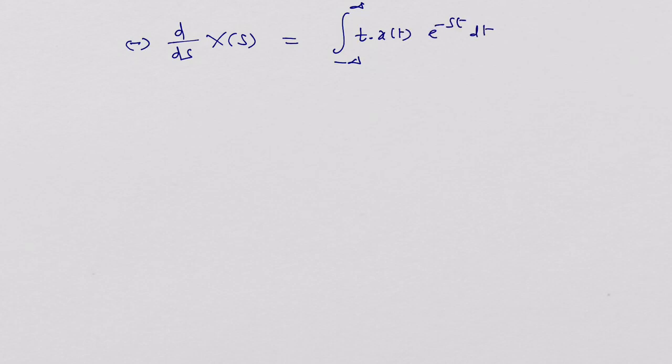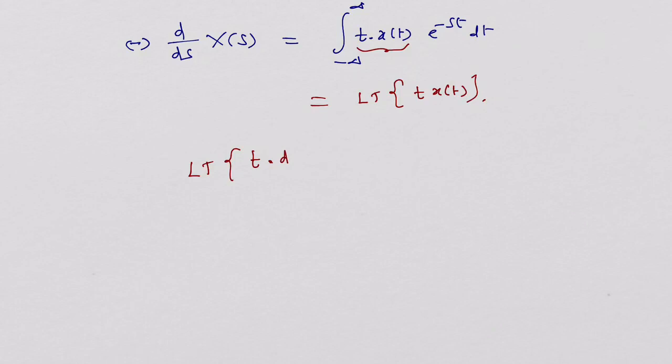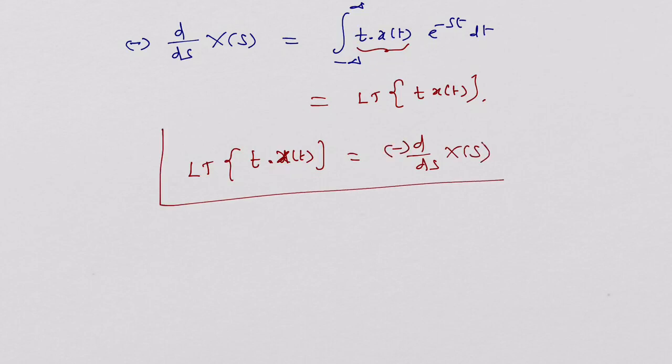What is the meaning of it? It's so simple. You can say that it is the Laplace transform of t into x of t. So the Laplace transform of t into x of t is equal to minus the rate of change of X of s with respect to s. It is called the frequency differentiation property.